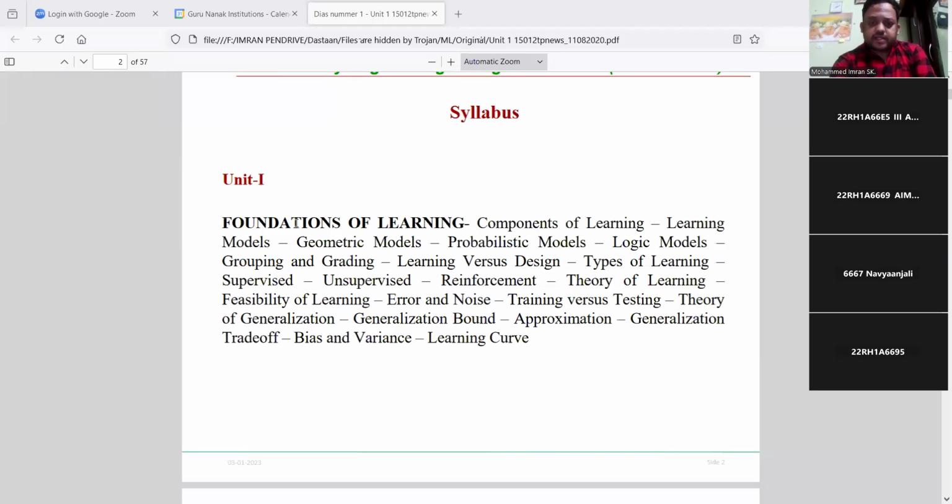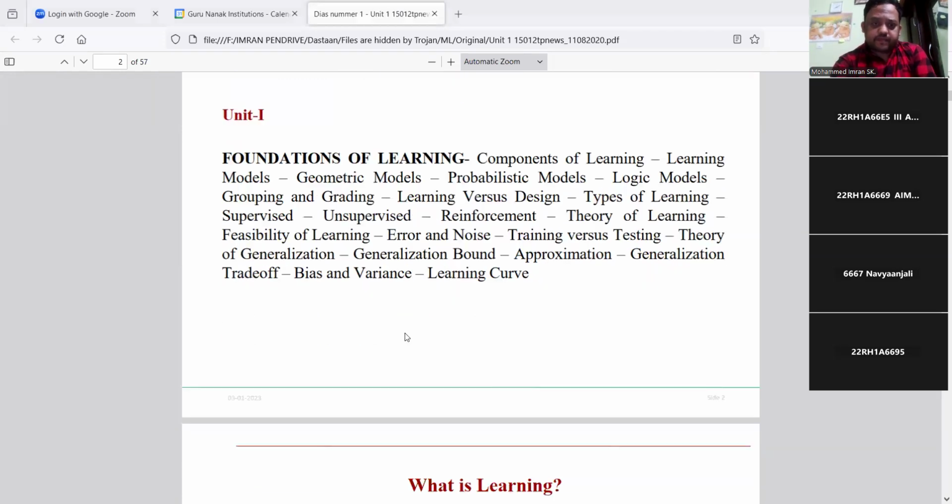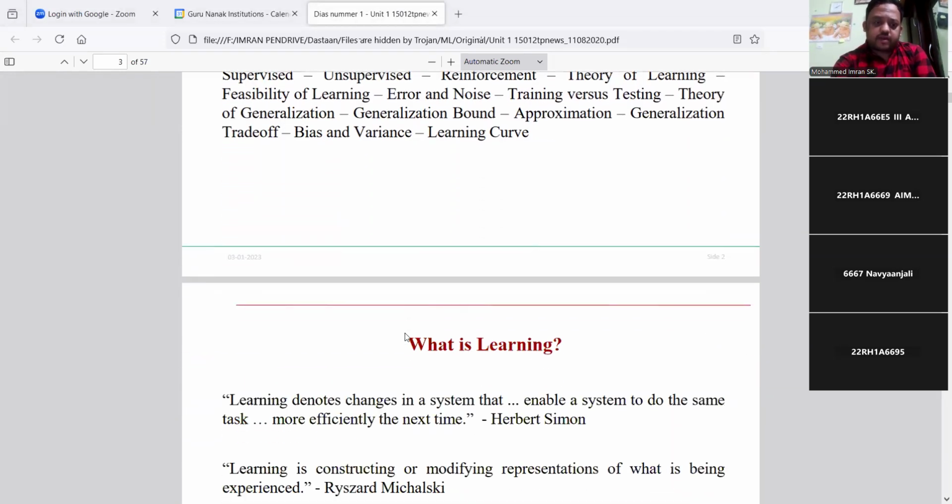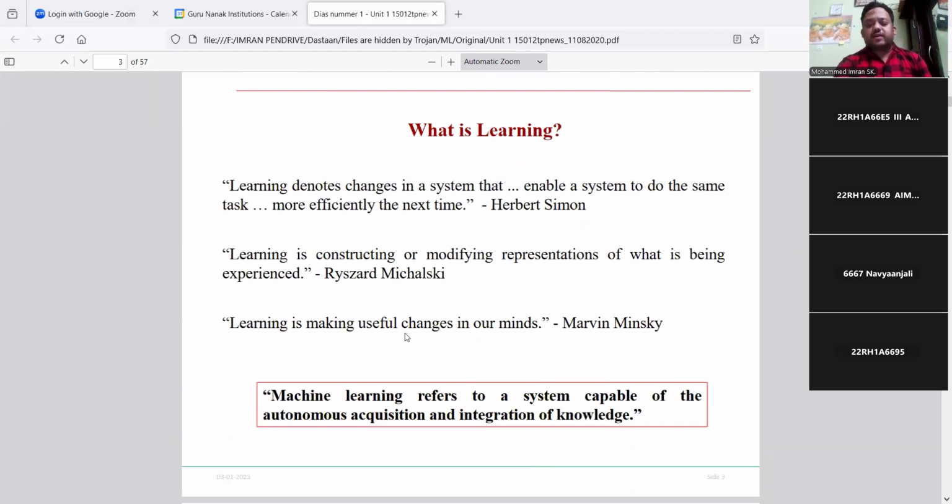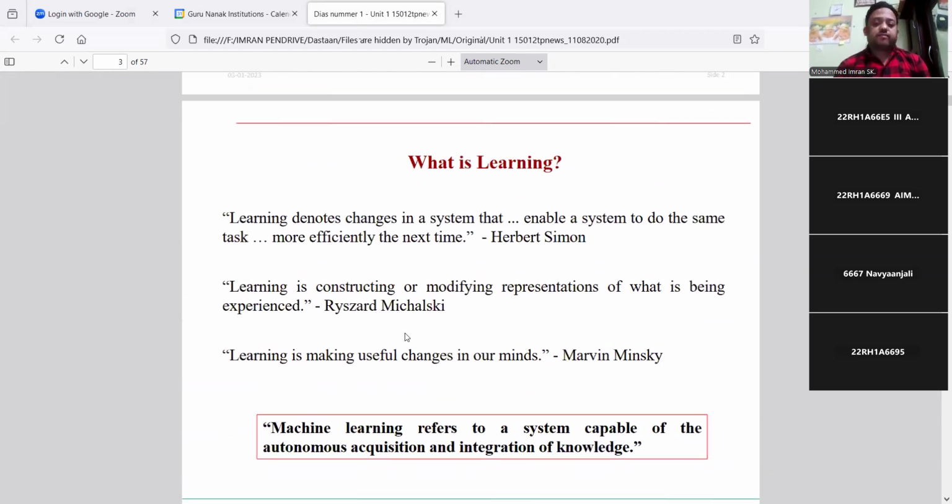Okay, ma'am. So these are the things about the foundations of learning, unit one. So learning, as you know, differences like what is meant by the basic definition of learning, and how it was specified by many scientists or inventors, like Albert Seaman, Marvin Minsky, and Reza Minsky. As you know, we have unique ideas, human beings, so different perspectives of learning.